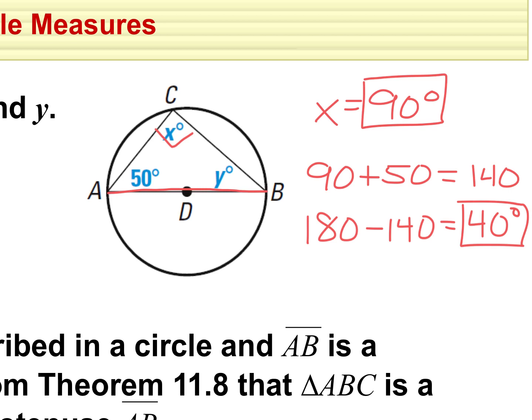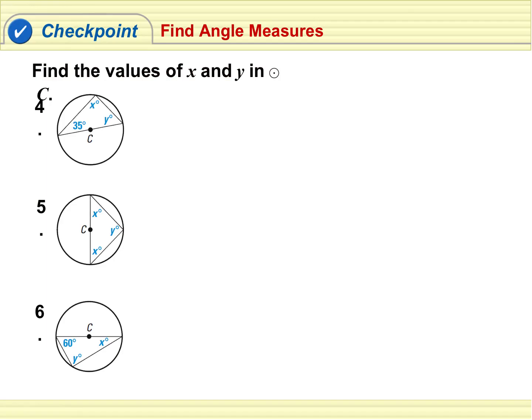So if it's created from a diameter, that inscribed angle is 90 degrees. And remember what I talked about on Friday, when in doubt, look for that diameter. Go try those 3 on your own.